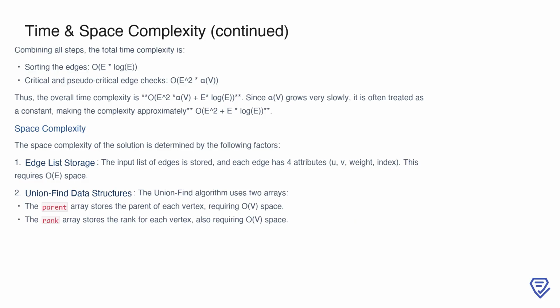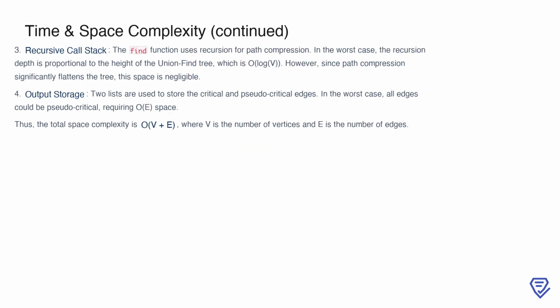Moving to space complexity, we first account for the input edge list storage. Each edge has information about its endpoints, weight, and index, so storing these requires O(E) space. Additionally, the union find data structure uses 2 arrays, the parent array, which tracks the parent of each vertex, and the rank array, which helps optimize union operations. Both arrays require O(V) space, where V is the number of vertices. Also, we consider the space used by the recursive call stack in the find function. While the recursion depth could theoretically reach O(log V), in the worst case, path compression significantly flattens the union-find tree, making this space negligible in practice.